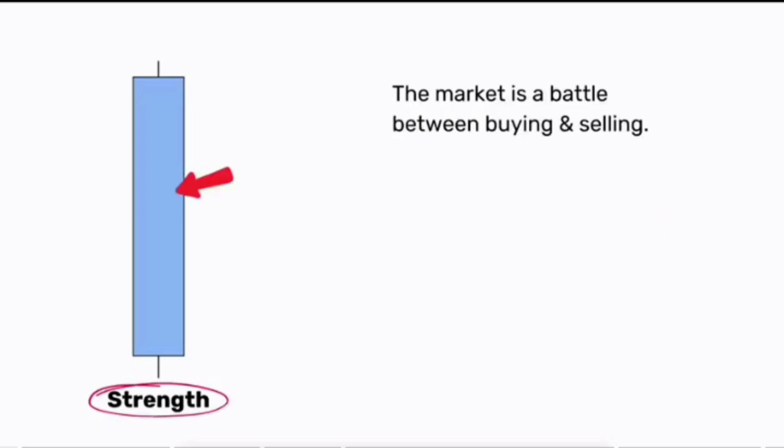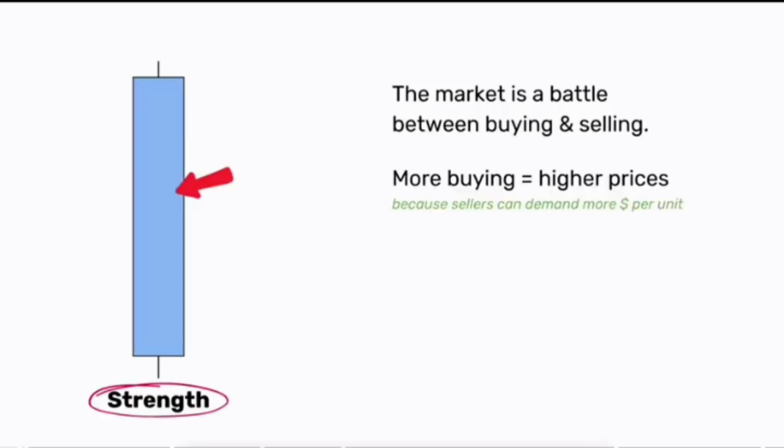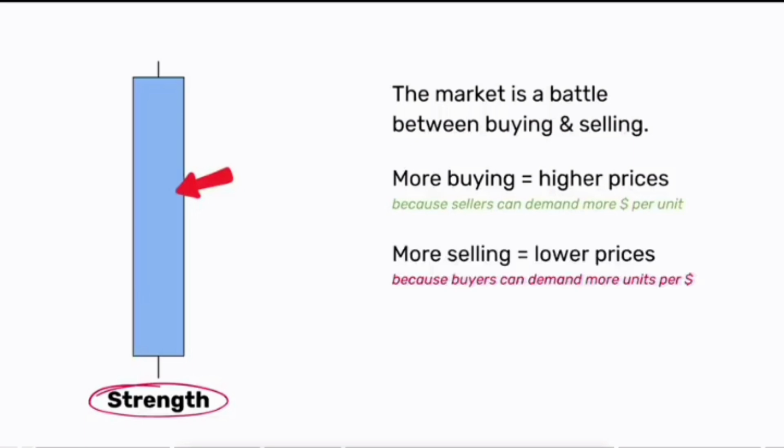Now, to explain anything inside of this video, we need to preface by saying the market is a battle between buying and selling. When we're looking at candles, we are looking at market psychology. They tell us a story as to who is in control between the buyers and the sellers. When we see more buying taking place in a market, prices go up because the sellers can demand more dollars per unit of the assets that they have if there are more people who are demanding to buy and there are more willing buyers. More selling leads to lower prices because the buyers can demand more units per dollar. If lots of people are trying to sell an asset into a market, you can offer a lower price to one of them and someone is going to take it.